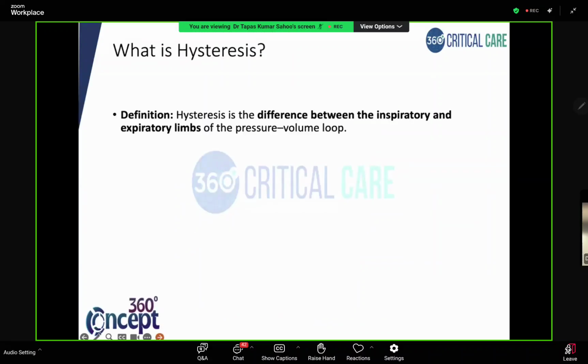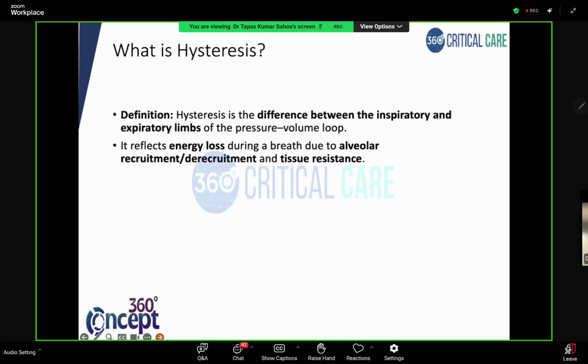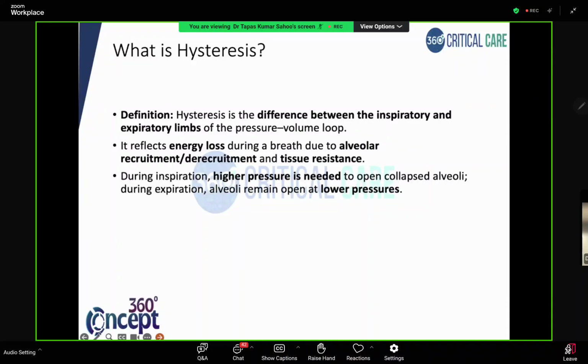Okay. Now, what is hysteresis? I have written hysteresis in the middle of this loop. The examiners are very fond of asking this question. So, hysteresis is the difference between the inspiratory and expiratory limb of the pressure volume loop that I have shown you. It reflects the energy loss during a breath due to alveolar recruitment or de-recruitment and tissue resistance. So, it's all related to recruitment, de-recruitment, and tissue resistance.